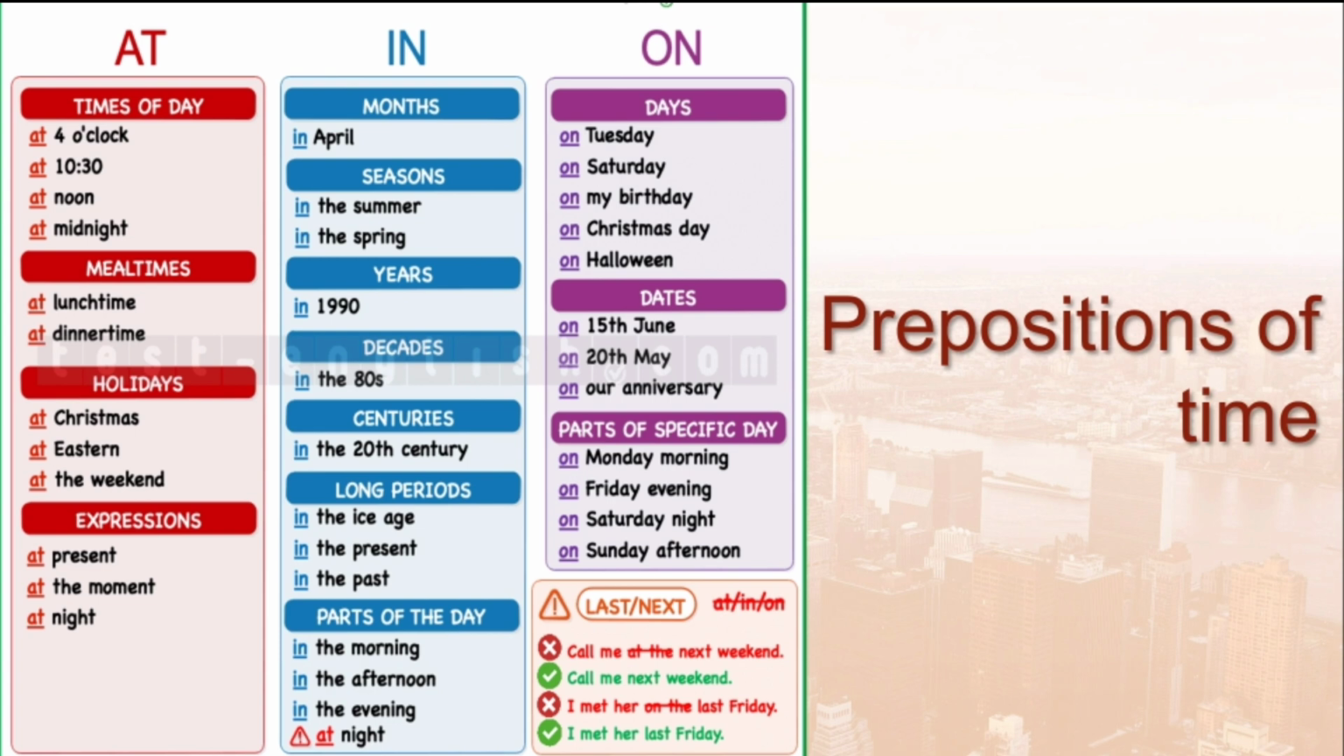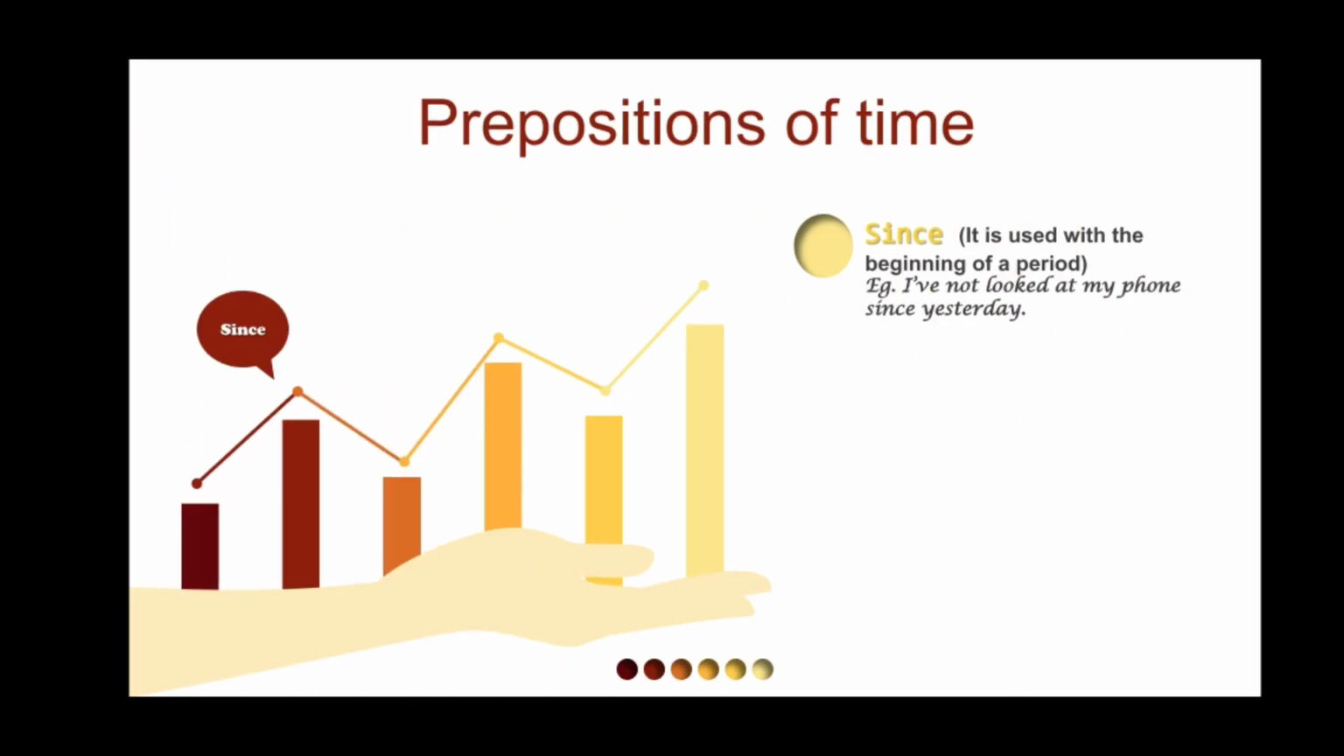So we don't say call me at the next weekend, but we say call me next weekend. Similarly, we don't say I met her on the last Friday, but we say I met her last Friday. So wherever you have words like next or last, we do not use any other preposition there. Now the next preposition of time that we are going to discuss is since.